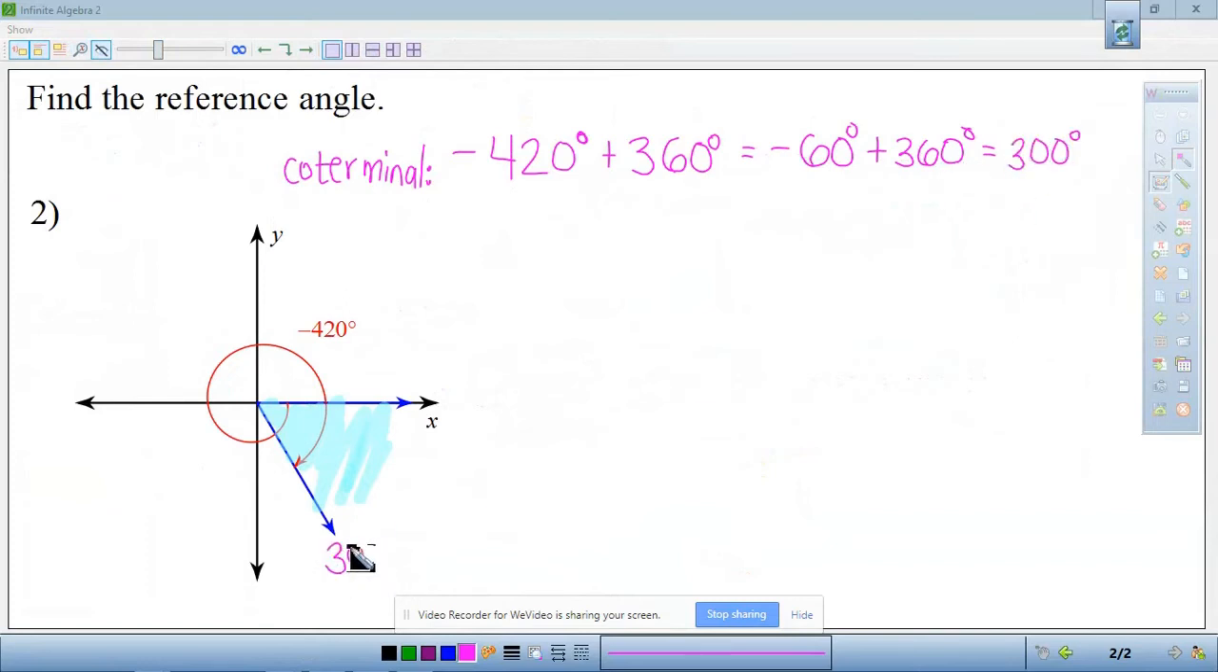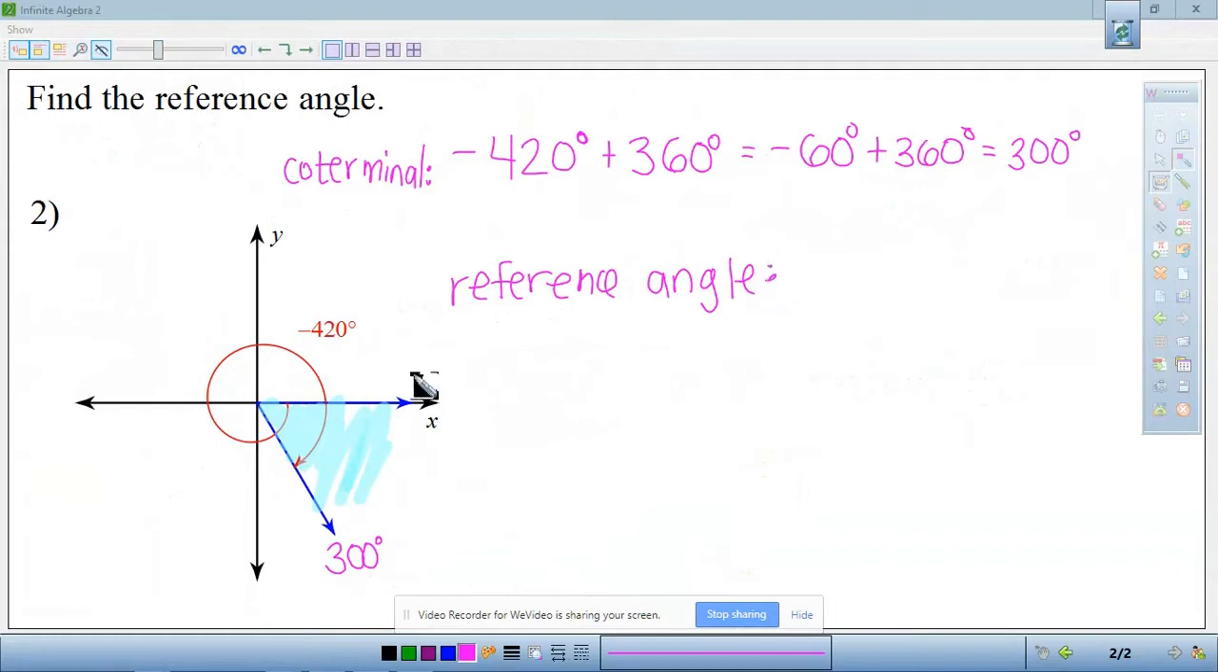So my coterminal angle, where this would be on the unit circle, is 300 degrees. But 300 degrees is not an acute angle with the x-axis, so this is not my reference angle. My reference angle is the angle this makes with the x-axis. So we're going to have to figure out how many degrees away from the x-axis it is.